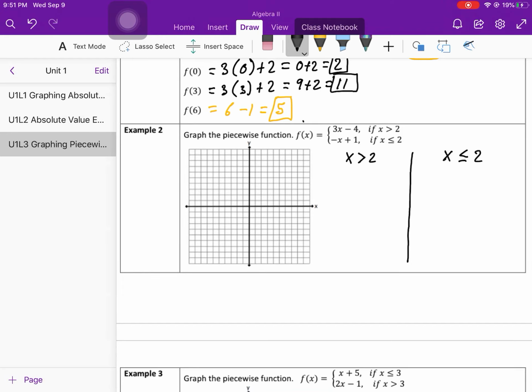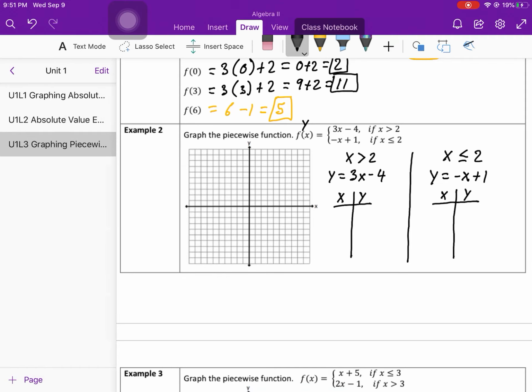Then I want to think of this as an equation. Remember that f of x is the same as y. So this is like y equals, where x is greater than 2, we use this equation, 3x minus 4. And where x is less than or equal to 2, we use y equals negative x plus 1, that bottom equation. Then I'm going to make an x and y table. This is just going to help us pick points.